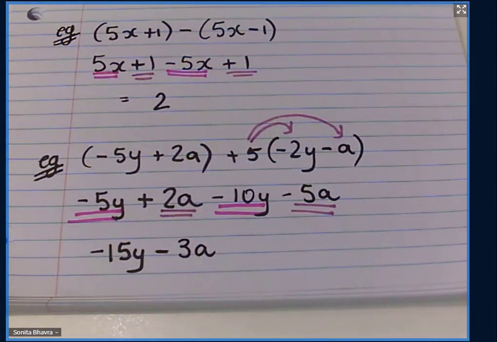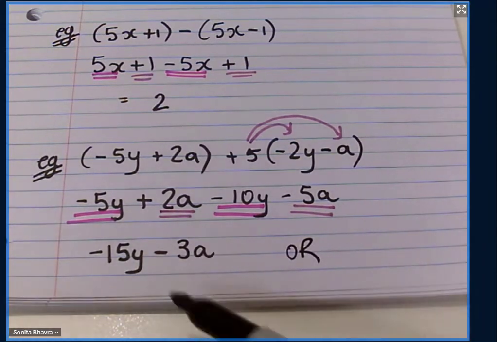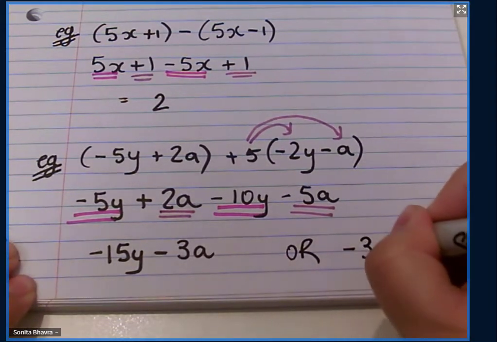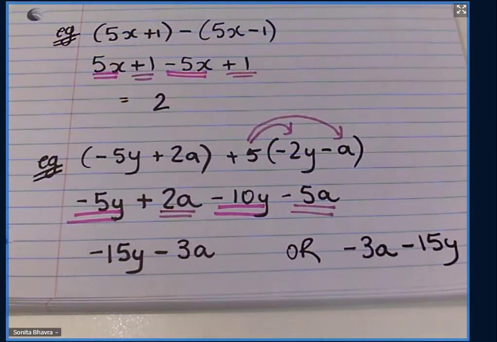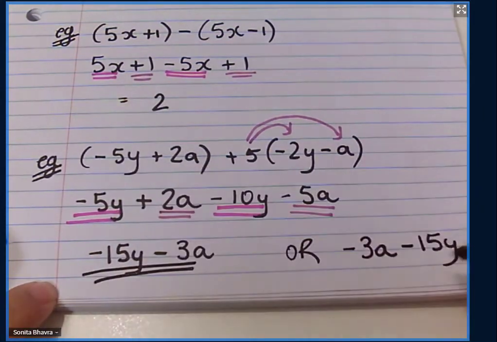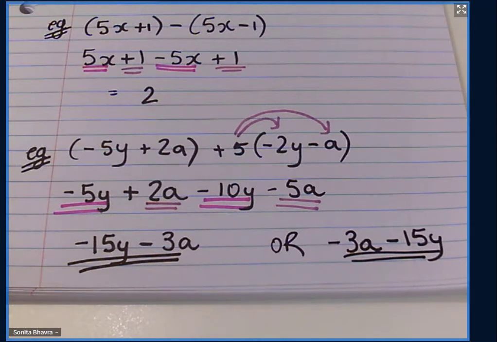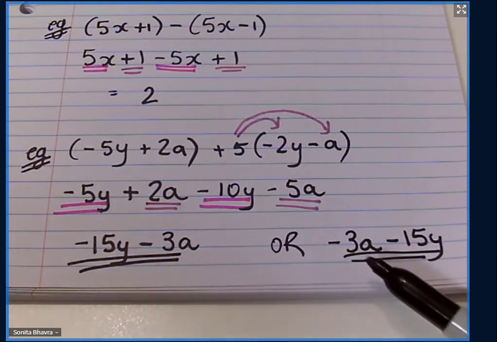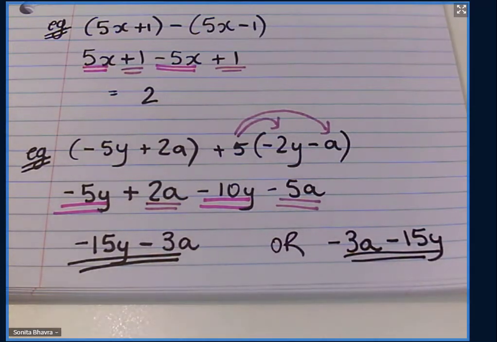All right, if you had done the a's first, that's okay as well. Just remember that you have to make sure you have the appropriate sign. So it could have been written as negative 3a minus 15y. Still the same answer. So this way or this way. All right, usually when we're looking at algebra, we are writing them alphabetically. So this one would be more correct because a comes before the y.